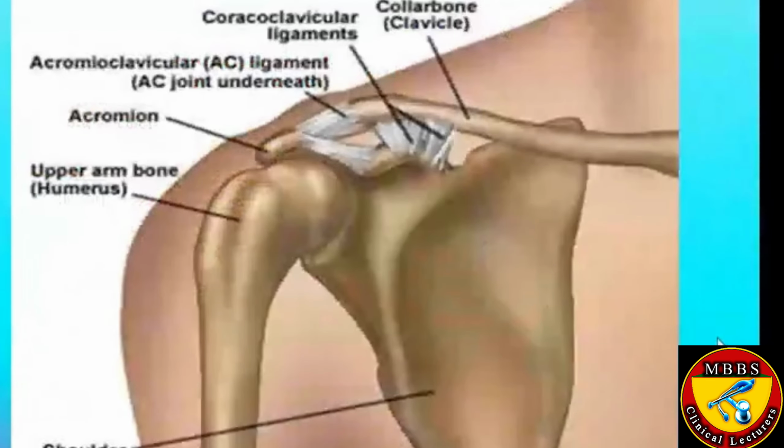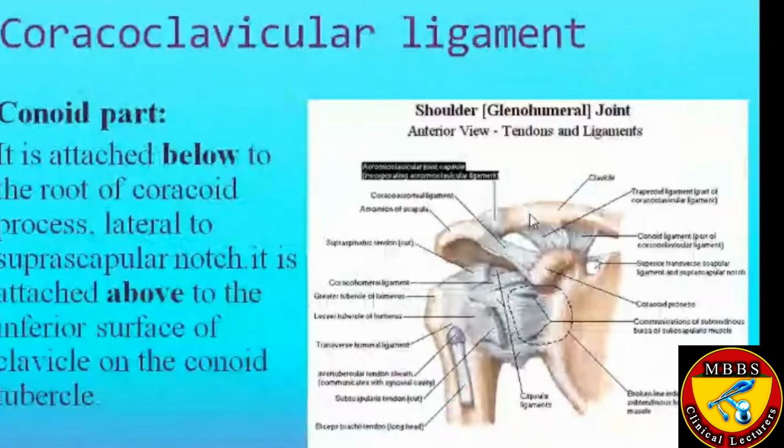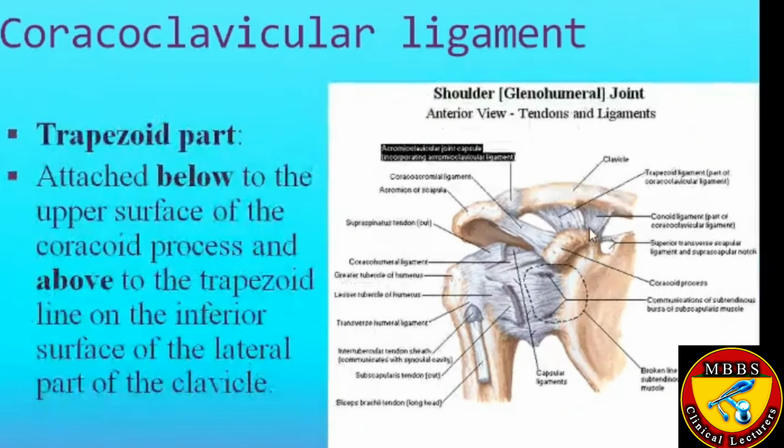If you look over here, these are the coracoclavicular ligament with two parts, the lateral trapezoid and the medial conoid part. This is more clear. Then we talk about the different parts of the coracoclavicular ligament. The conoid part is attached below to the root of the coracoid process, lateral to the suprascapular notch, and above to the inferior surface of the clavicle on the conoid tubercle.